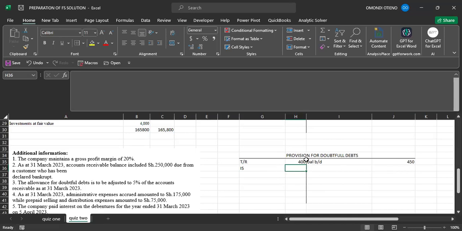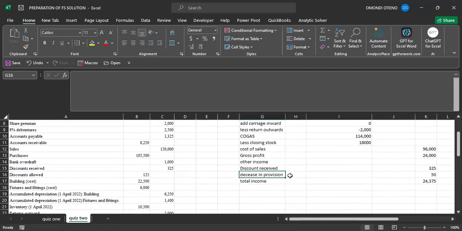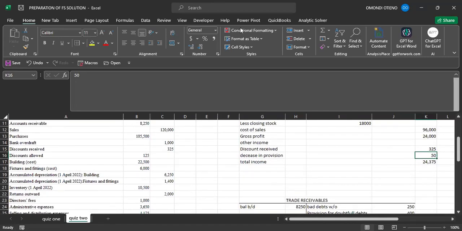I've debited provision for doubtful debts account. To balance the account, I need 50, right? Now, this 50 is going to income statement, which means income statement will be credited. When I credit income statement, what has happened? That is an income. When I debit income statement, what has happened? That is an expense. And that's where we are getting this decrease in provision, 50. That's why we're getting this 50 from decrease in provision for doubtful debts. Is it now clear?